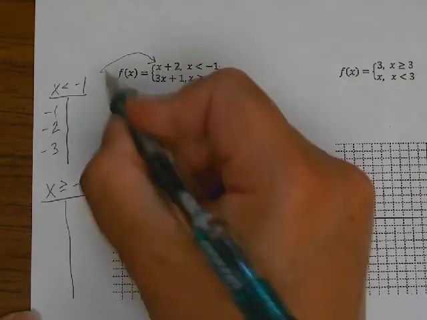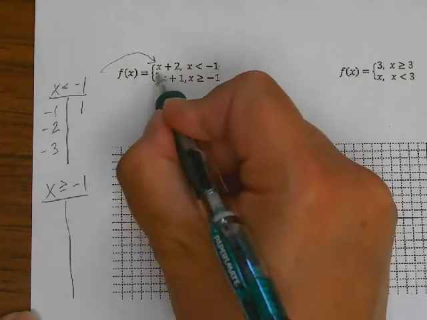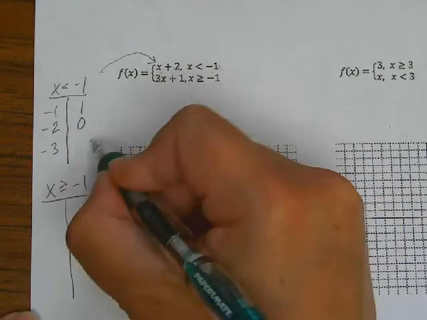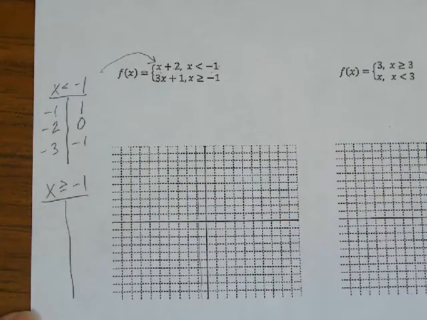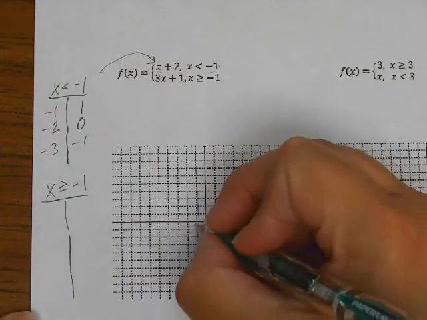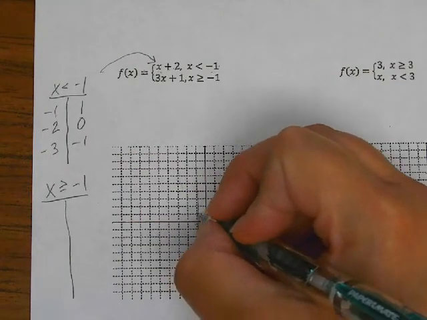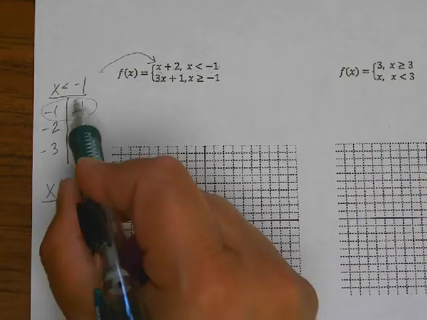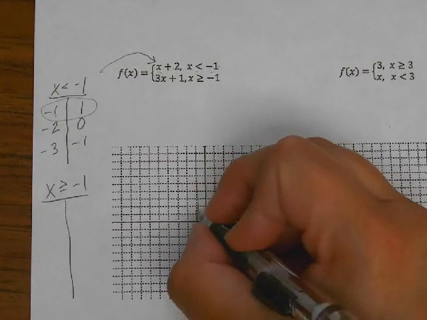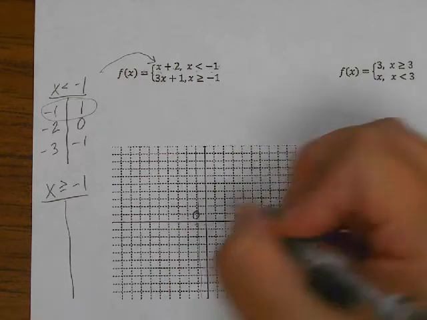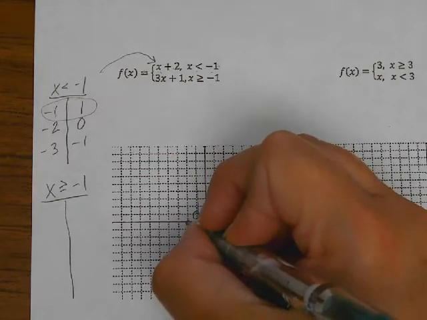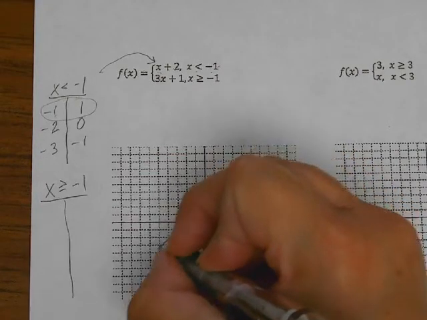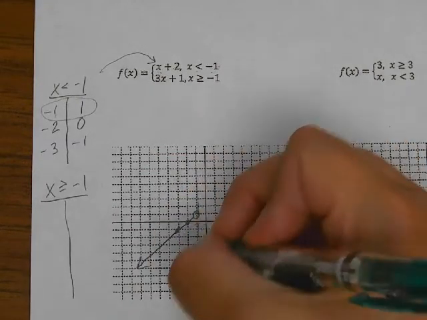-1 plus 2 is 1. -2 plus 2 is 0. -3 plus 2 is -1. So I'm going to graph them. -1, 1. Now, at this place, notice there was no bar, so this is going to have an open circle here. And then -2, 0, and -3, -1. So it's going to go away from the line, the divider line.